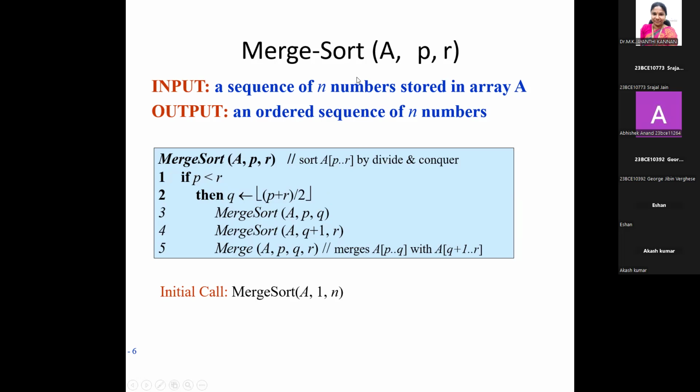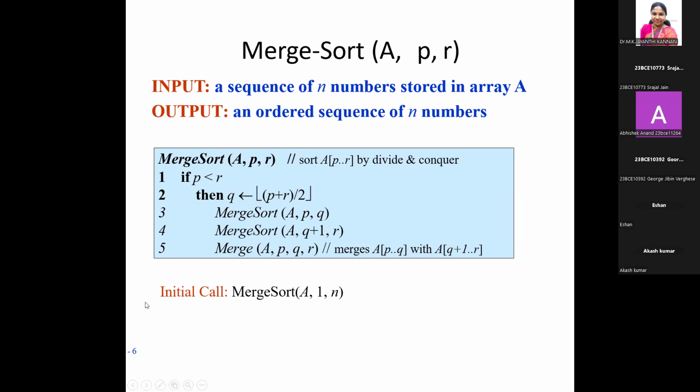The merge sort pseudocode algorithm has variables: the array, the P index and the R index. P is the first element index, R is the last element index. The input given to merge sort is a sequence of n numbers stored in an array A. The output is an ordered sequence of n numbers. So we give an unsorted list of n numbers and produce a sorted array of n numbers. Within merge sort, we divide using the midpoint, conquer by finding the solution for the subarrays, and merge: divide, conquer and merge. We get the final solution by splitting the complex problem into smaller subproblems.